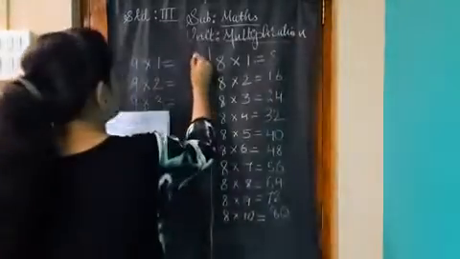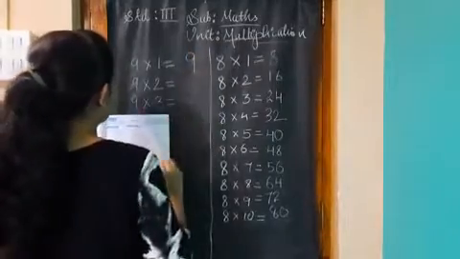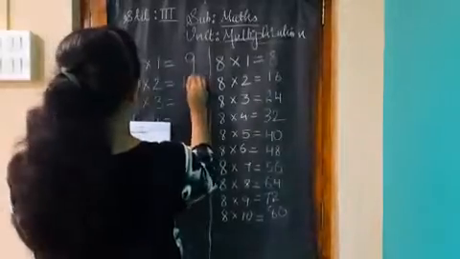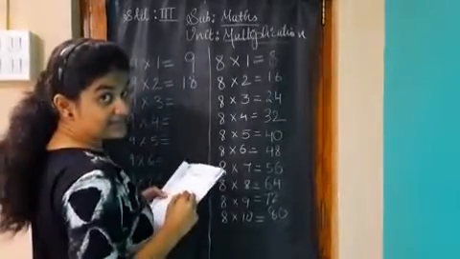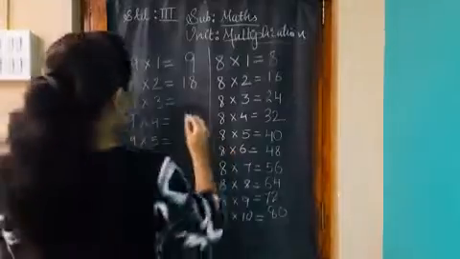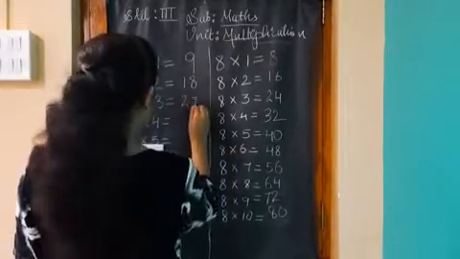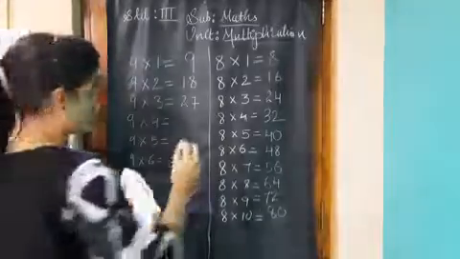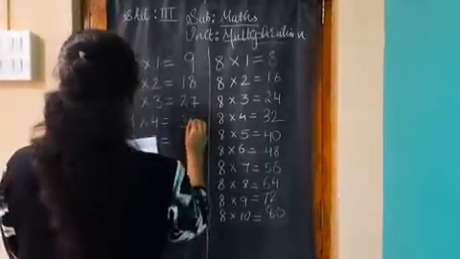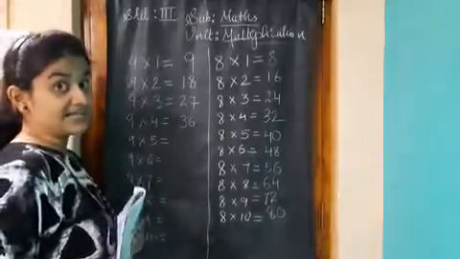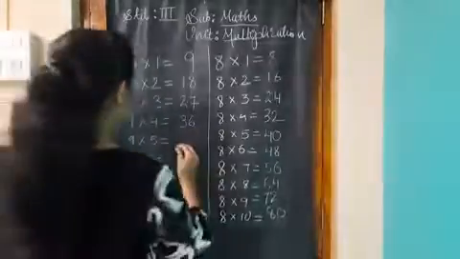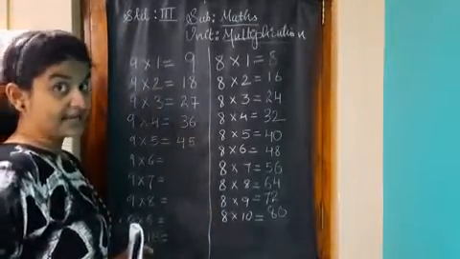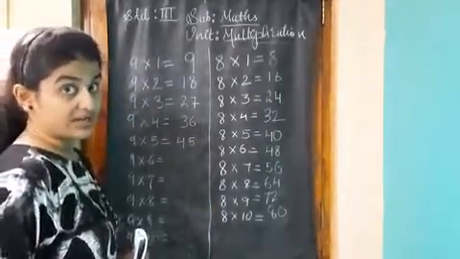9 1s is 9. 9 2s is 18. 9 3s is 27. 9 4s is 36. 9 5s is 45. 9 6s is 54. Understood?